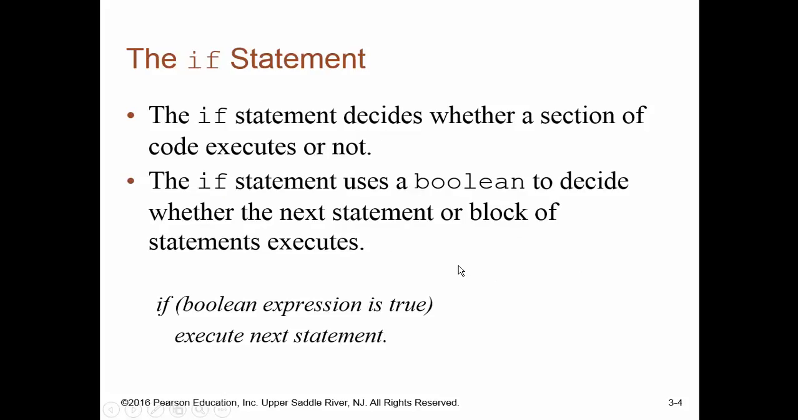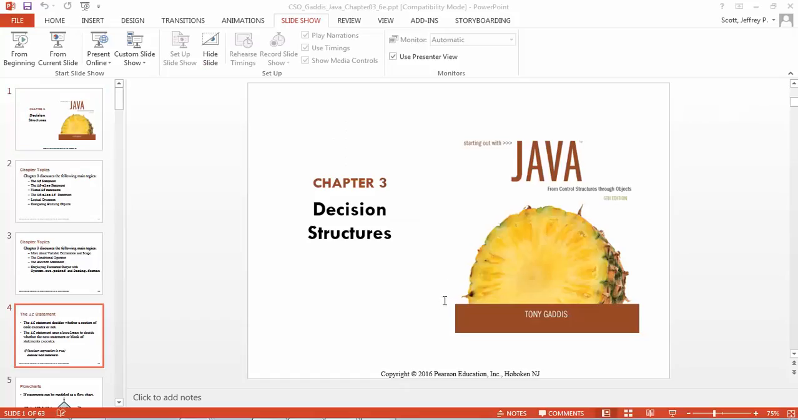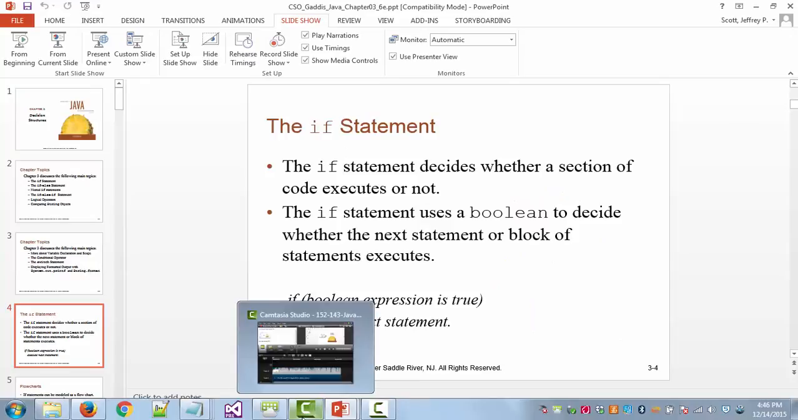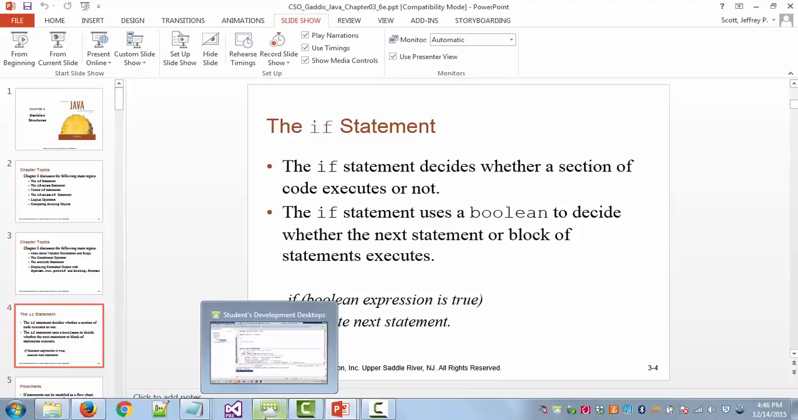Alright? So, the if statement, as it says, decides whether a section of code executes or not. It uses a Boolean condition. So if the Boolean condition is true, it executes it, otherwise it skips it. Let's take a look at just an unbelievably simple example.